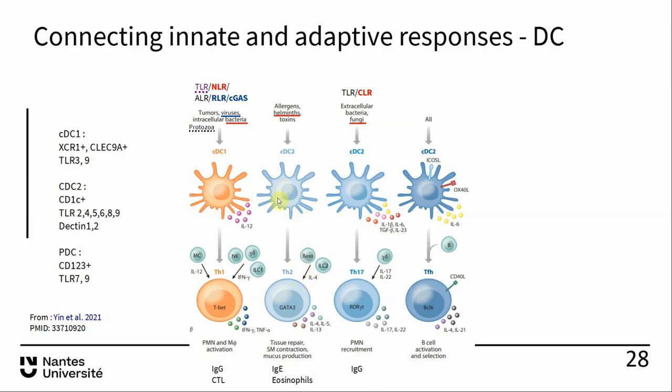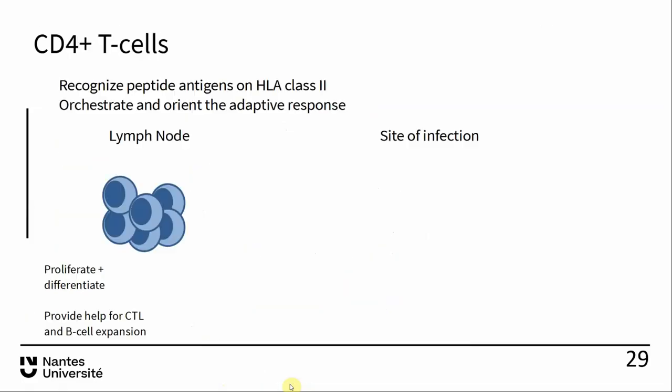Okay, so the result here is that the type of adaptive response you get will be different according to the type of pathogen. So if you've got a Th1 response, typically you're going to have CTL and IgG. Th2 response, typically IgE and eosinophils. Th17 response, IgG, not really many CTL. Okay, so we've got about 15 minutes to clear up T cells, B cells, antibodies, and everything.